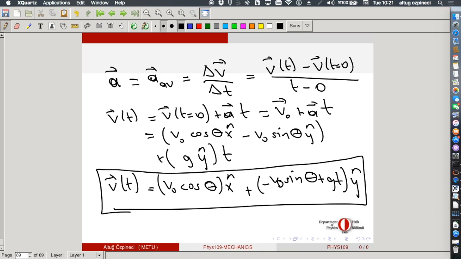The x component, again, nature doesn't care about the x component. That was our choice. So how did we choose the x component? That is the horizontal component. That is the component perpendicular to the acceleration. So the horizontal component doesn't change. Okay, what else?